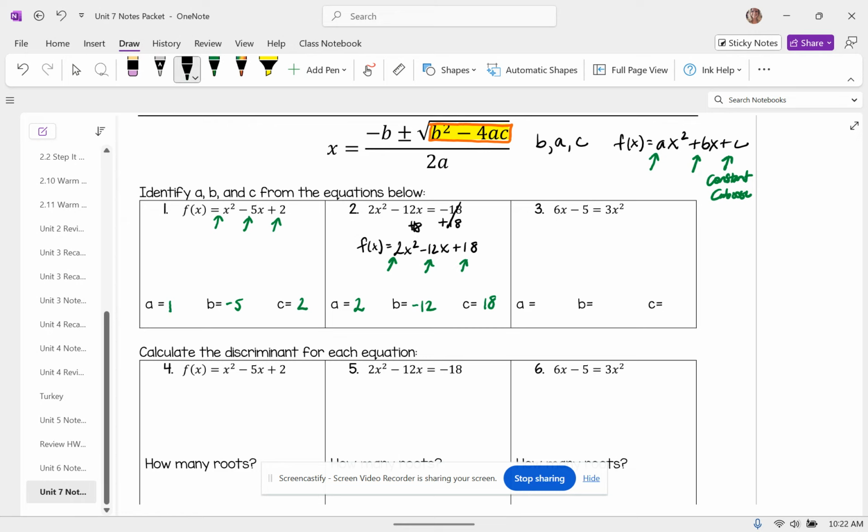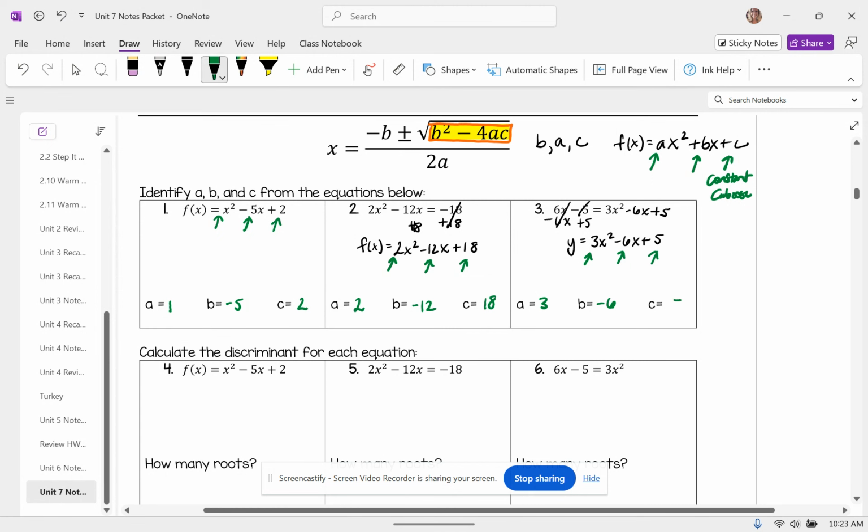Let's look at question number 3. Is it in standard form? No, it is not. Instead of moving the 3x squared over with the 6x and the 5, I always like to try to keep a positive leading coefficient, so I'm instead going to move these pieces over. It just makes it easier to work with in case we ever have to factor or anything like that. So now we have our quadratic written in standard form. I can clearly identify A, B, and C. A is 3, B is -6, and C is 5, not C like I just wrote.